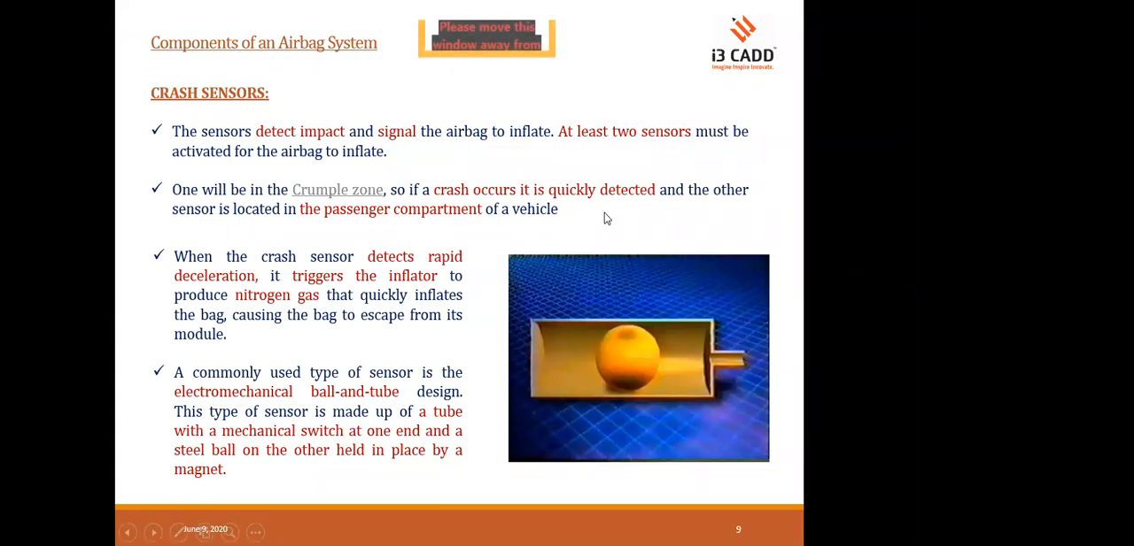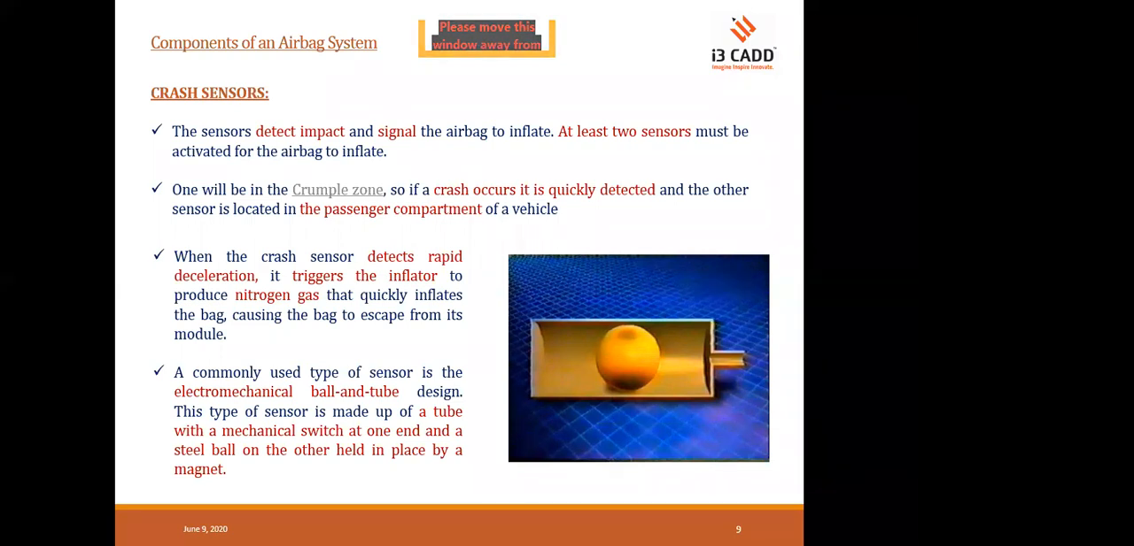So of these two sensors, one of the sensors will be in the crumple zone. This is because the crumple zone is in the front, so it can detect the collision quickly. That's why one of the sensors is placed in the crumple zone. And another sensor will be in your passenger compartment in the dashboard area.